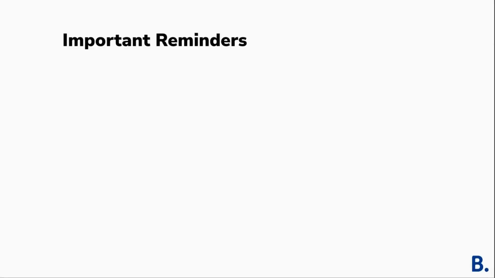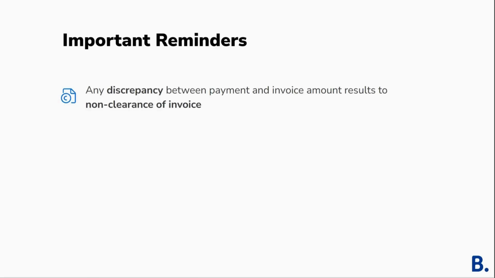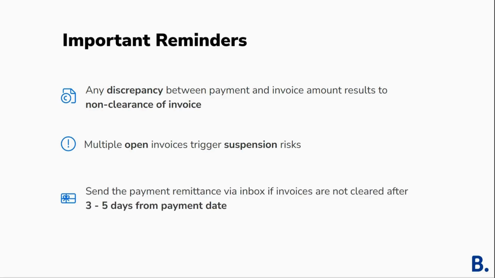Please note these important reminders in regards to your open invoices. Any discrepancy between the payment and invoice amount result in non-clearance of the invoice. Having multiple open invoices may trigger suspension risks for your property's listing. Please send in the payment remittance via the extranet inbox if you notice your invoices are not cleared after 3 to 5 days from the payment date.